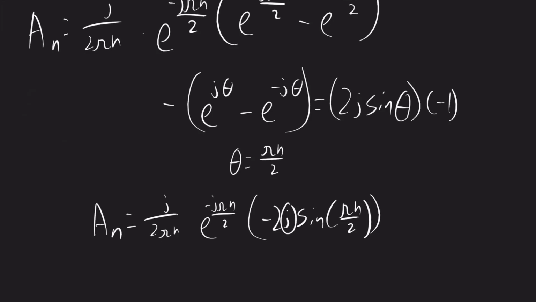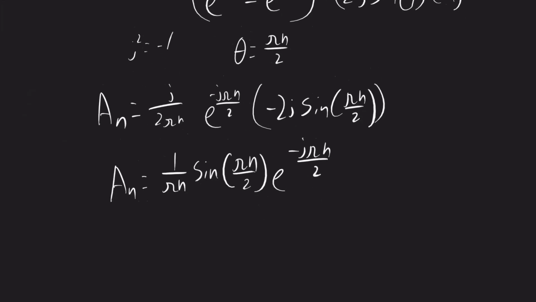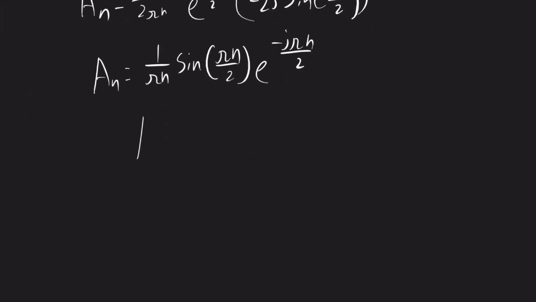We have a j times a j. That'll become j squared, which again is -1. That'll cancel with this negative sign. We also have this 2 on the numerator and this 2 in the denominator, so those will cancel. A sub n will be 1 over pi n times sine of pi n over 2 times e to the negative j pi n over 2. And a sub n is now in the form that we expect.